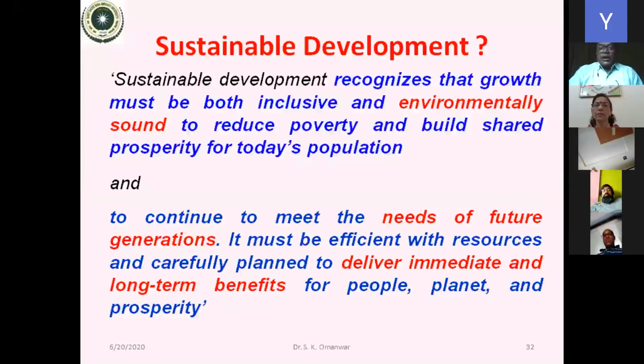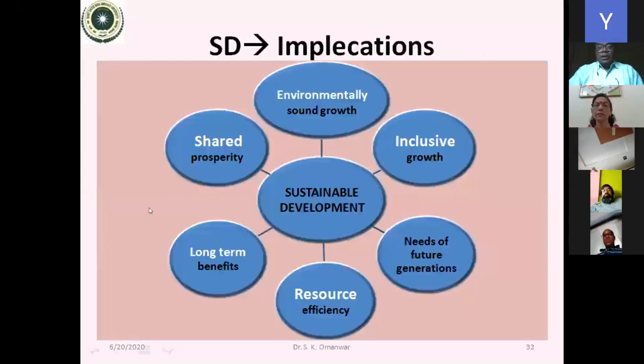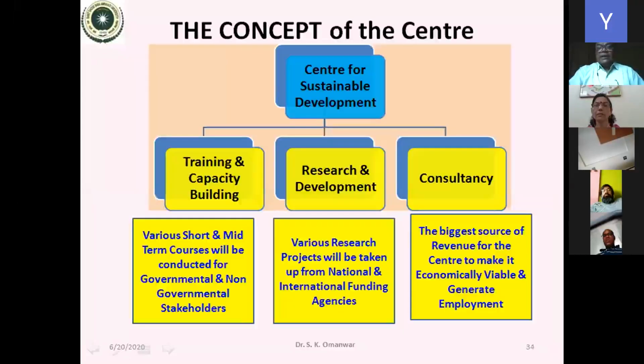Means education, research and development, and further development is sustainable development, which should be like this. The application of this SD: sustainable, environmentally sound growth, inclusive growth, the needs of future generations, resource efficiency, long-term benefits, and shared prosperity. We have proposed a Center for Sustainable Development for the city, 84 crores, under the guidance of Dr. Sanjay sir.